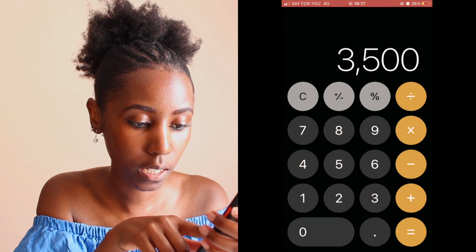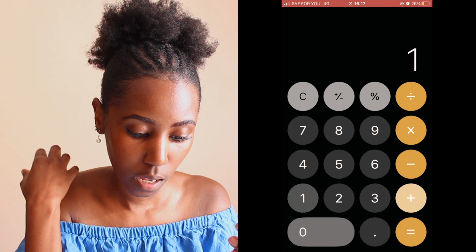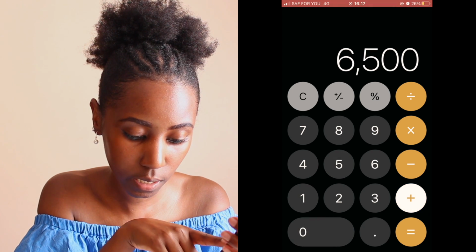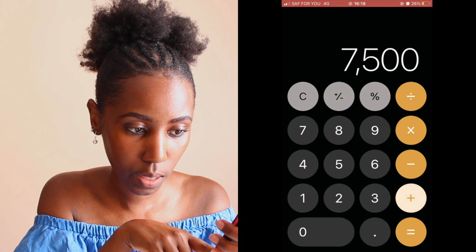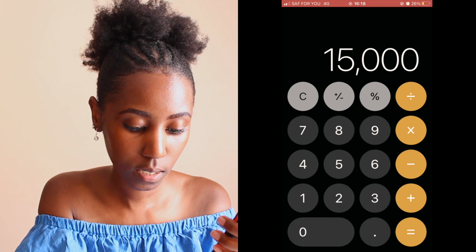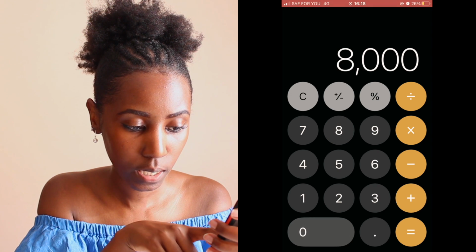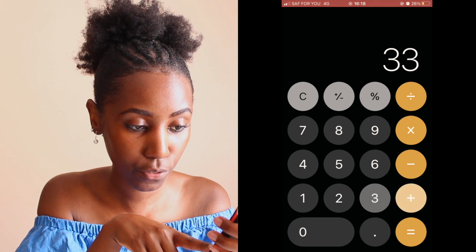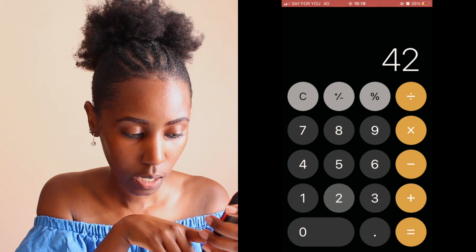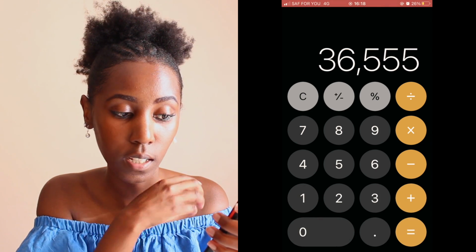So we have our electricity at 3,500, our water at 500, our delivery at 1,000, our cleaning supplies at 1,500, our marketing at 1,000, our greaseproof at 300, our rent at 15,000, our phone bill at 1,000, our salary at 8,000, license fees at 3,335 shillings, insurance premium at 420 per month, and a depreciation value of 1,000 per month.